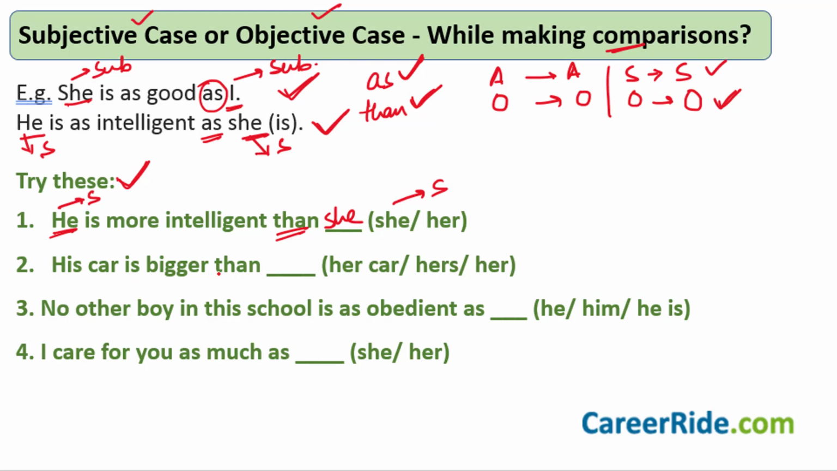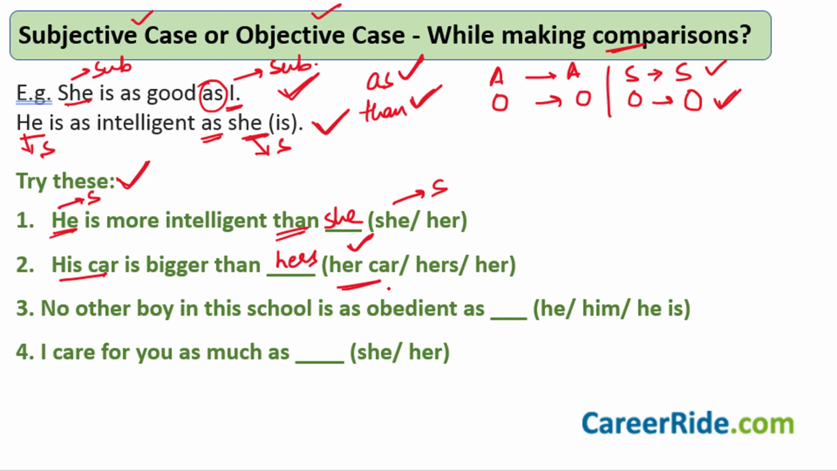Second sentence. His car is bigger than dash. Can you answer it for yourself? The options given are her car, hers, or her. What are the two things we are comparing? We are comparing his car and dash. So what should it be? It has to be another car. We can compare a car with a car. So it has to be her car. But we have just learned that if we write "her car", the sentence will become grammatically wrong because we will not be using the pronouns in that case correctly, right? So what is it? It should be hers. His car is bigger than hers. We just learnt this.